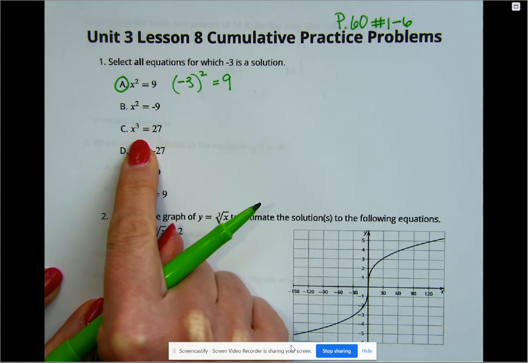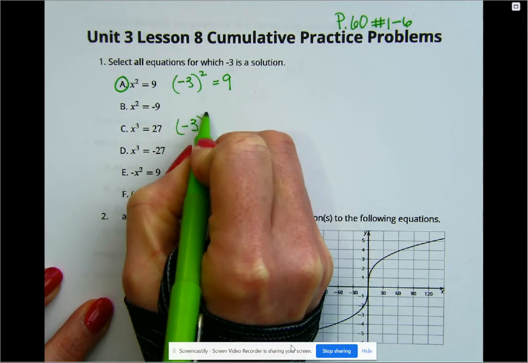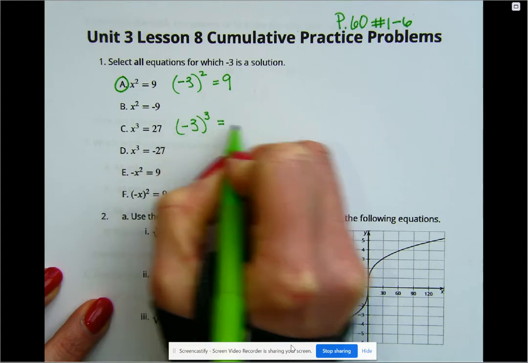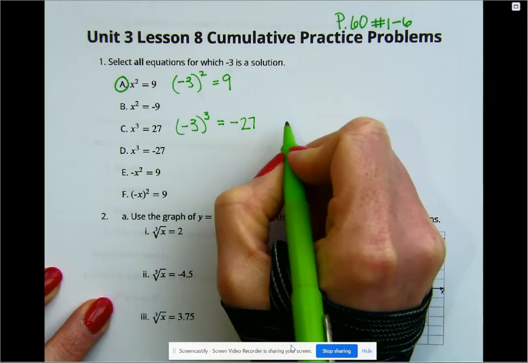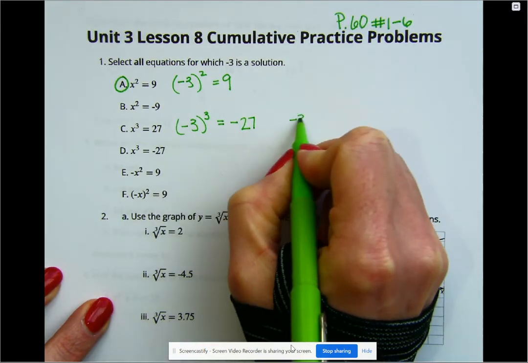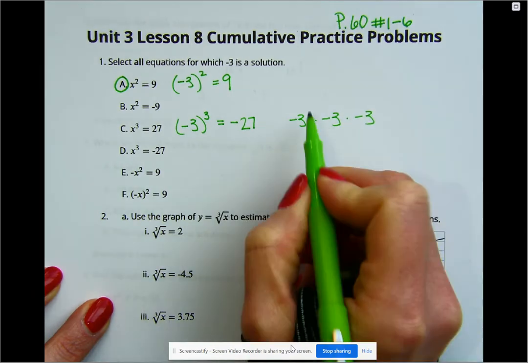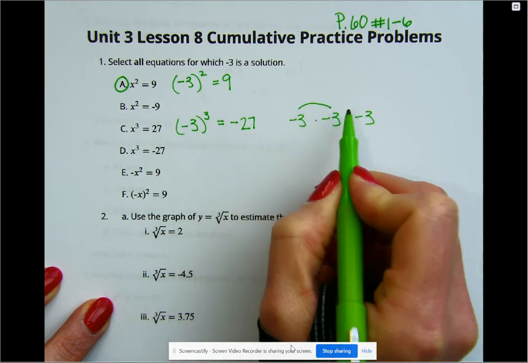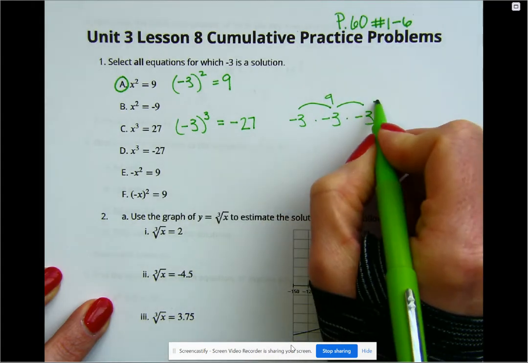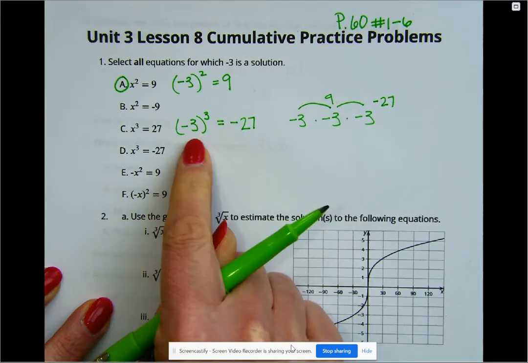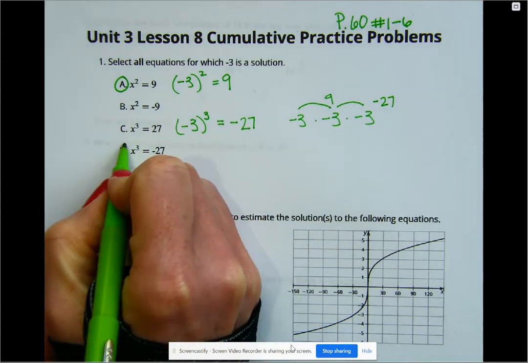For C, I'm going to plug in -3. -3 to the third is equal to -27. Because if you think about it, you're multiplying -3, so we would get +9 and then multiply it by -3 again, and you get -27. So it's not a solution for C, but it is for D.